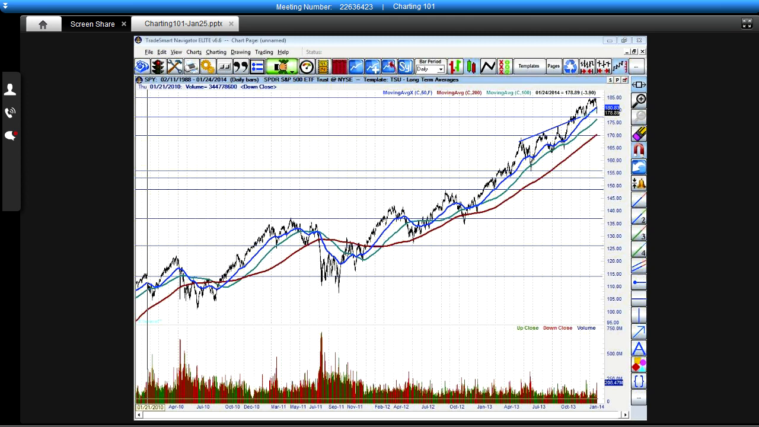Another support and resistance zone is gaps. Let's go back here.